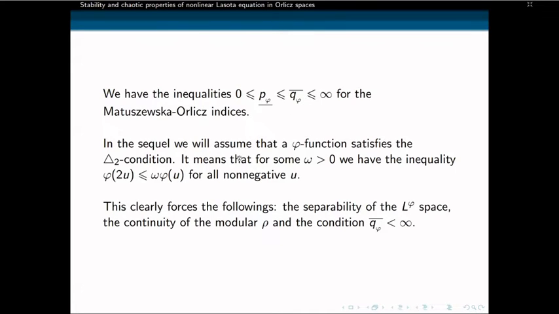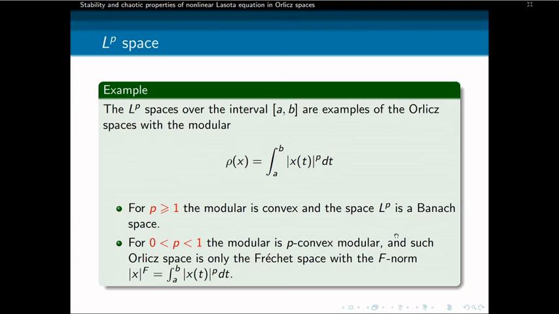And in the sequel, we will assume that the phi-function satisfies the delta-2 condition. It means that for some positive omega, we have the following inequality for all non-negative u. It forces the separability of L_phi space and the continuity of modular rho and the condition that the upper index is finite. An example of Orlicz space is Lebesgue space L^p. It's the Orlicz space with the following modular.